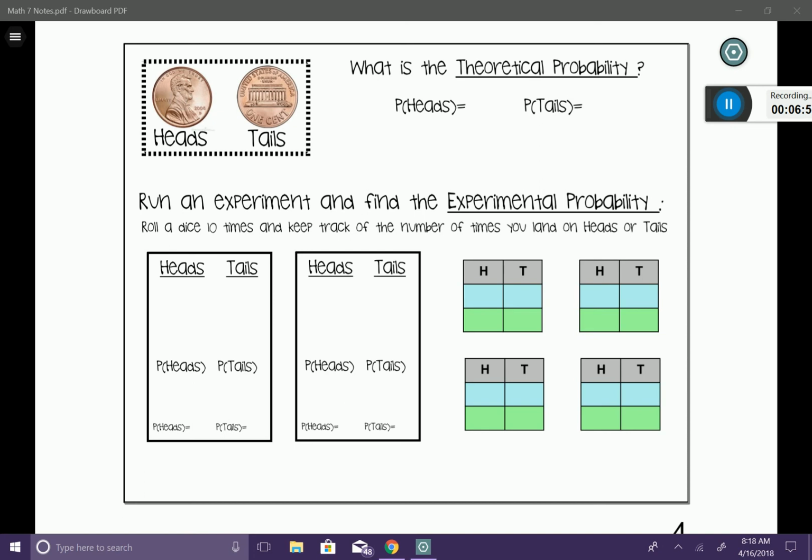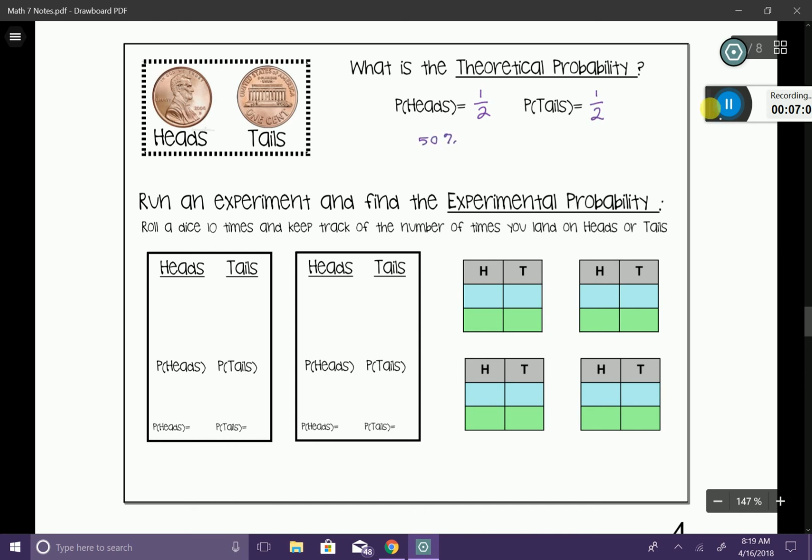So in theory, well, there are two sides to a coin. So in theory, we should land on heads 1/2 of the time. Same thing with tails. We should land on tails, when we flip it, 1/2 the time. We know that a half and a half is both 50%, right? So let's just keep that in the back of our mind, that if we land on heads, it should be 50% of the time, and if we land on tails, it should also be 50% of the time. Okay, that's what should happen in theory.